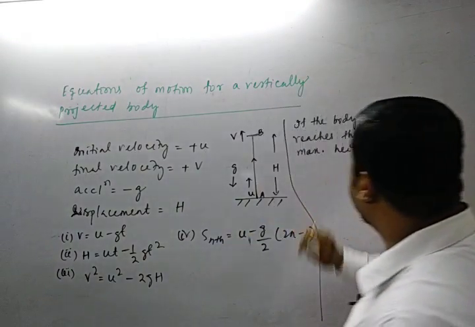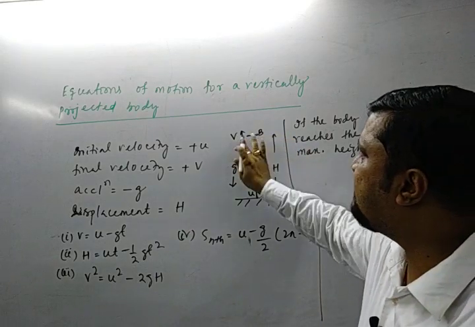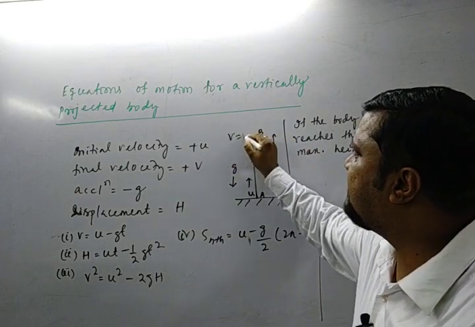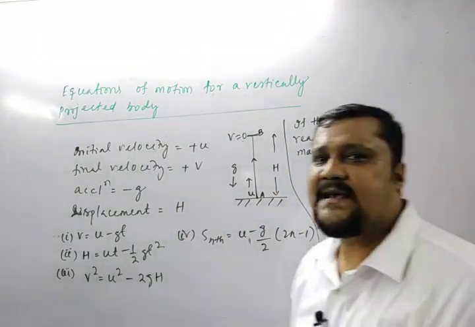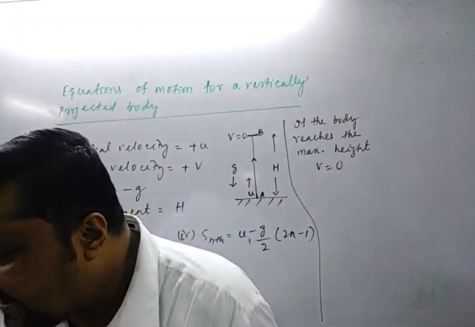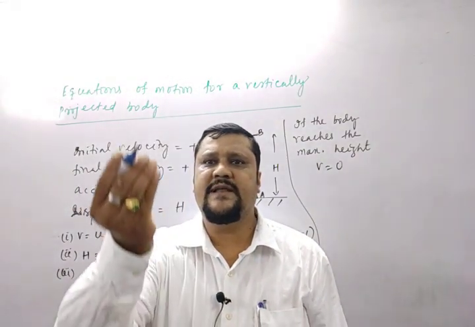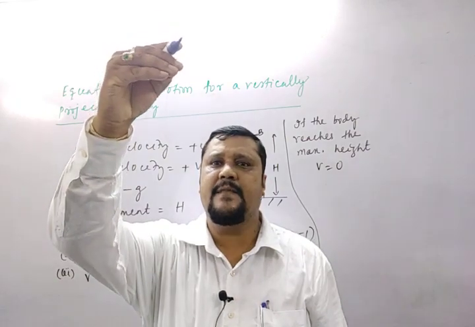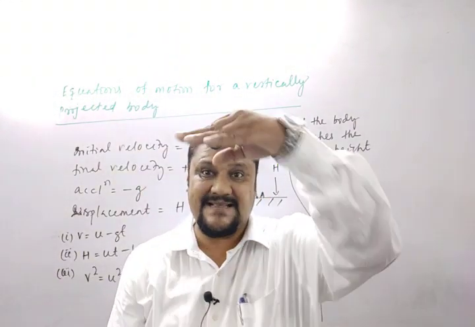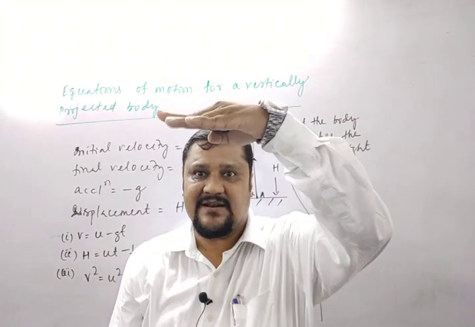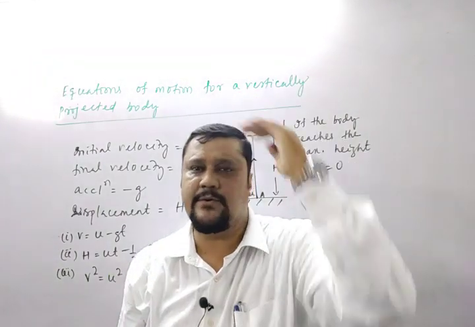Now if the body reaches the maximum height, at this height, what will v become? This v will become 0. So v is equal to 0. This is a concept. When you project a body with initial velocity u, the velocity goes on decreasing, and at the final point the final velocity v becomes 0, then the body falls down. This is called the highest point. After that it will not go up.